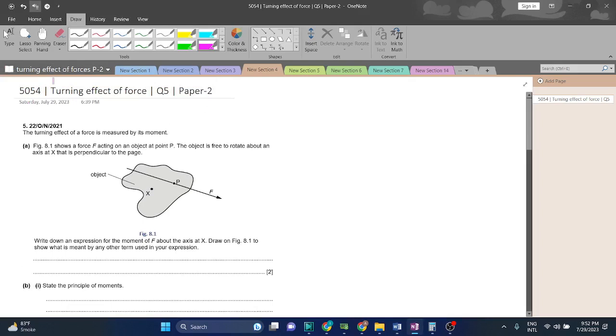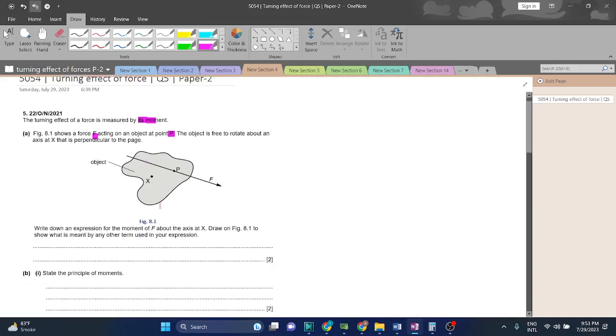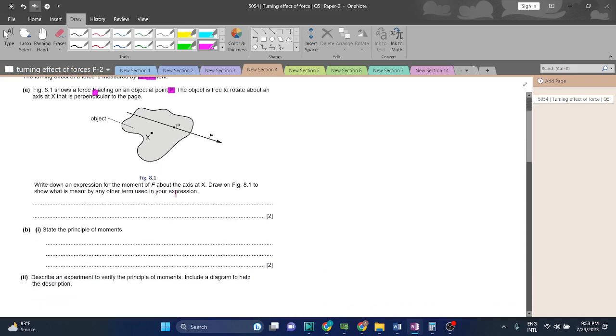Let's start. Question 5. The turning effect of a force is measured by its moment. Figure 8.1 shows a force F acting on an object at point P. The object is free to rotate about an axis at X that is perpendicular to the page. Write down an expression for the moment of F about the axis X. Draw on Figure 8.1 to show what is meant by any other term used in your expression.